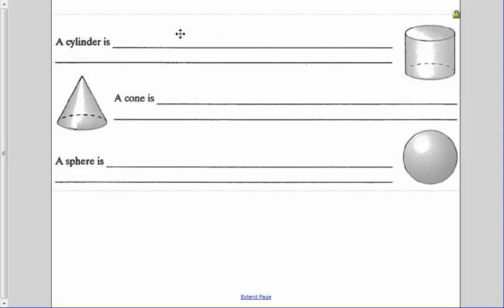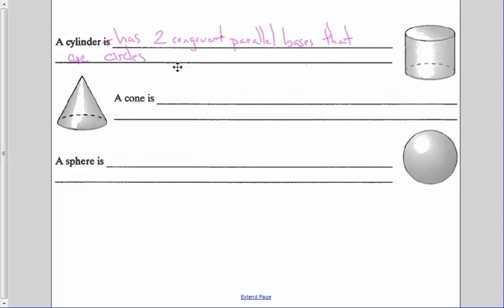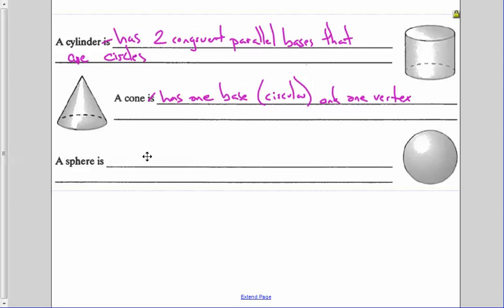Now a cylinder. A cylinder has two congruent parallel bases that are circles. We can't have any other base besides a circle for it to be a cylinder. And then a cone has one base that is circular and one vertex. So when we have a circular base and then one vertex, everything goes up to a point, creating our cone. And a sphere really has no base. So we don't want to look at it saying that a circle is its base, because there's really not a base to it. It's round, it's a ball.